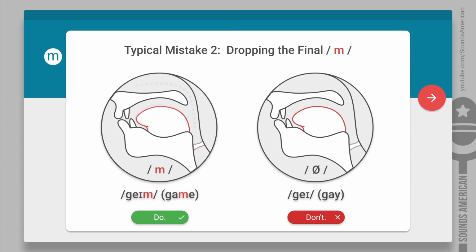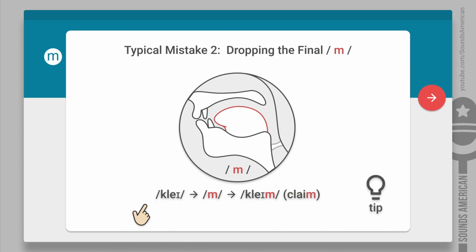Compare. Game, gay. Claim, clay. How do you fix this? Practice adding the M at the end of words, like this. Clay, claim.